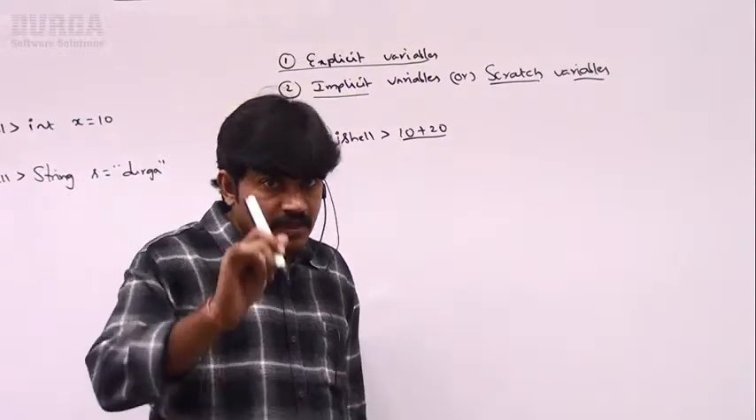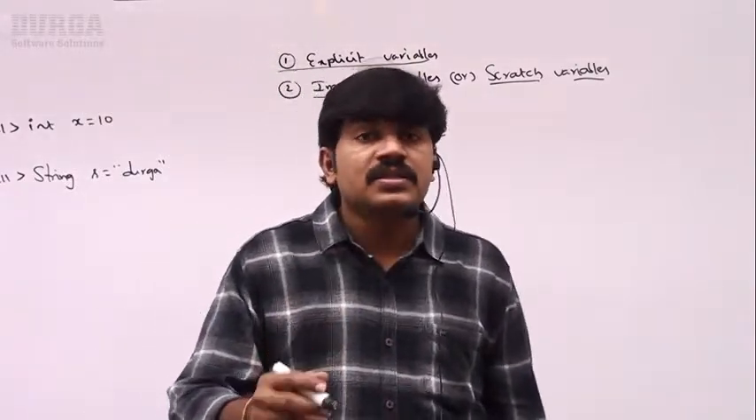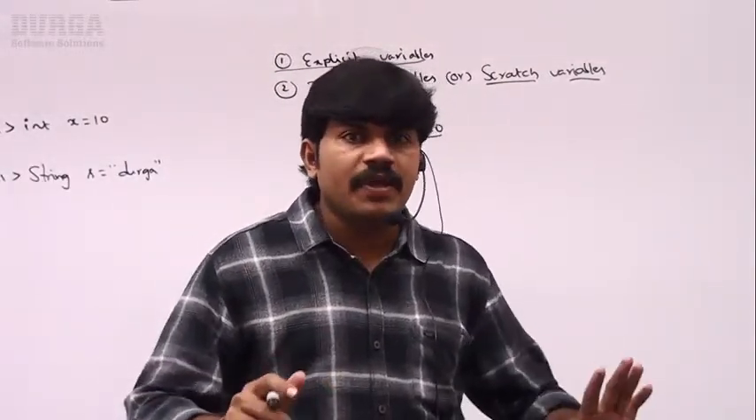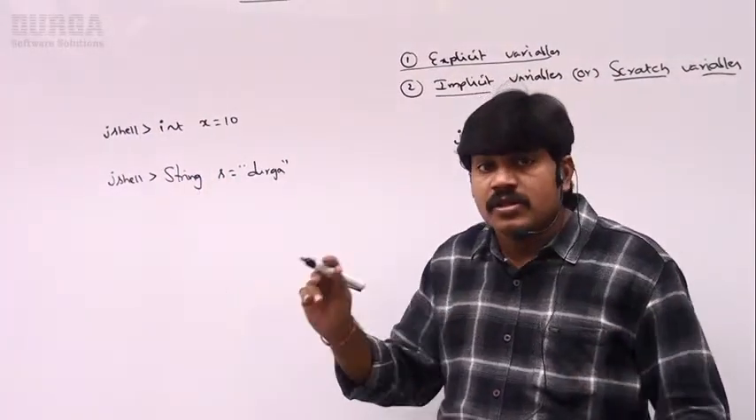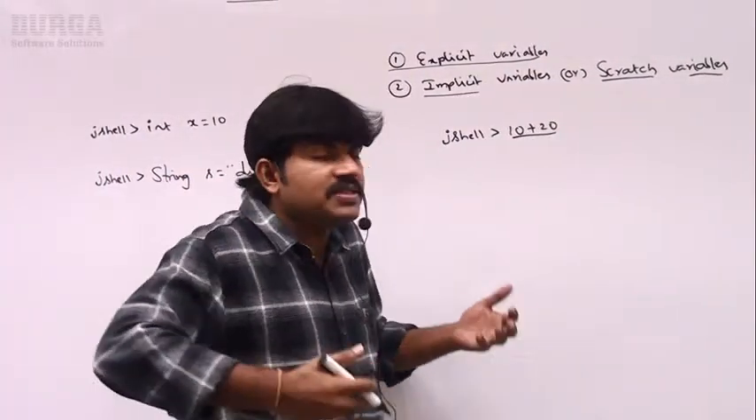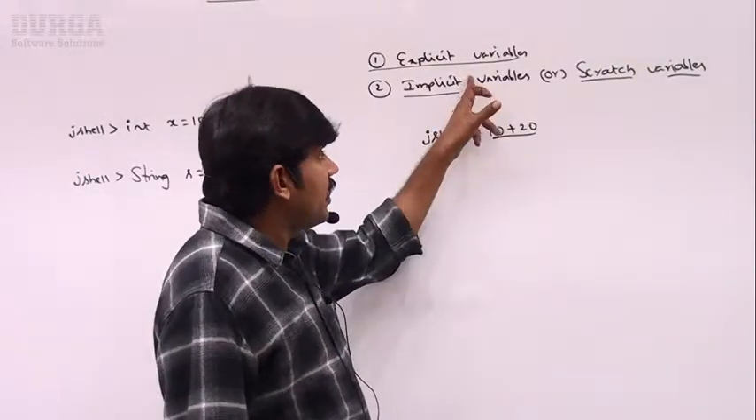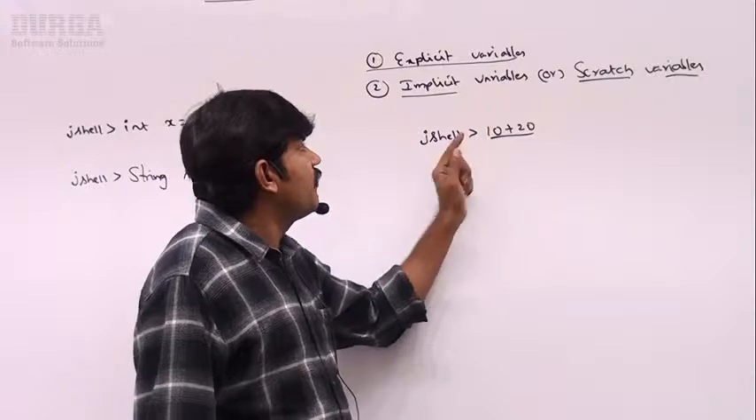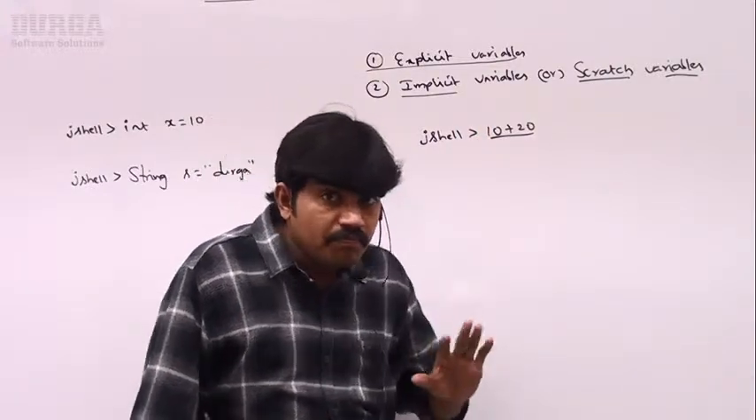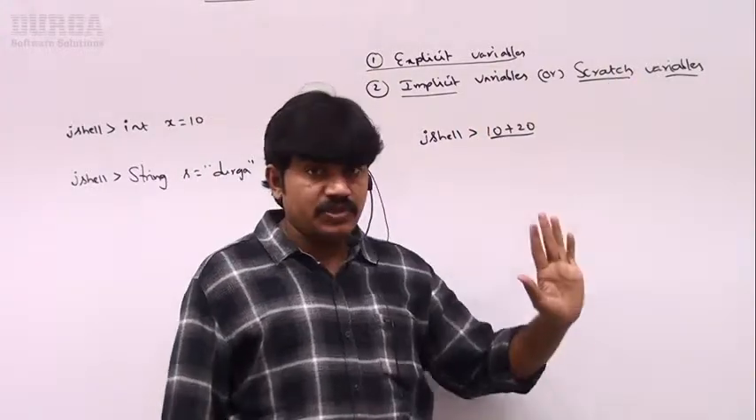The variables which are explicitly created by the programmer are nothing but explicit variables. The variables which are implicitly created by JShell to hold temporary results are by default considered implicit variables or scratch variables, right?